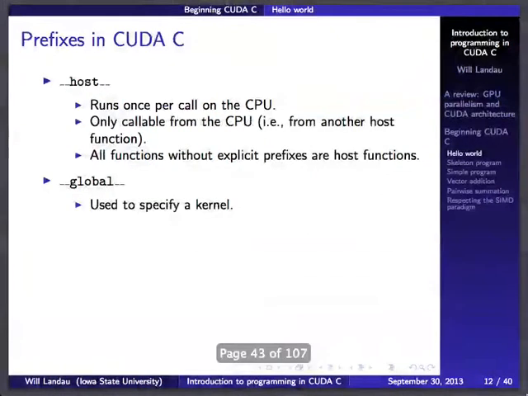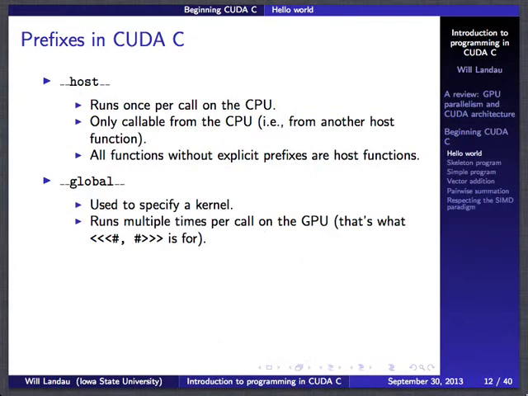The __global__ prefix is used to specify a kernel. And global functions run multiple times per call on the GPU. So whenever you call a global function, you have to specify the number of blocks and the number of threads per block, and it runs this number times this number many times. It can only be called from the CPU, but it specifies an instruction set that's actually executed on the GPU.